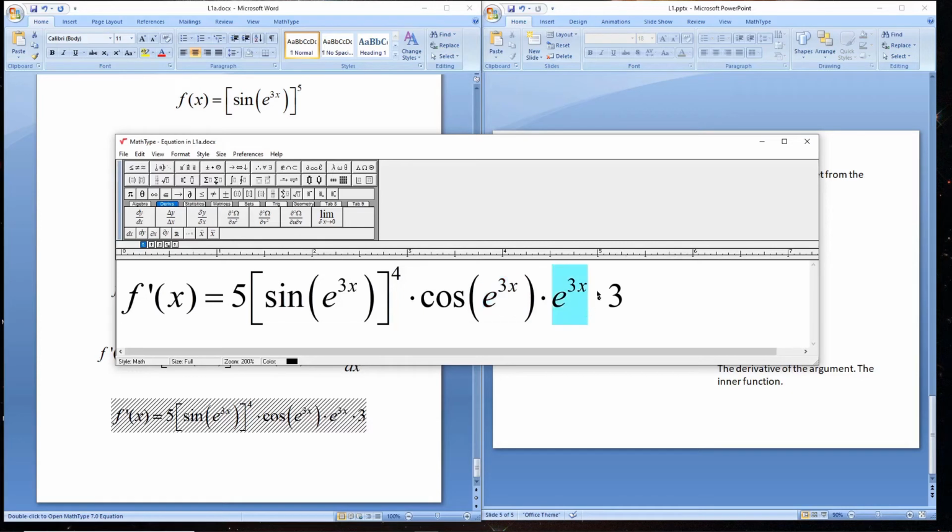And then we got to e to the 3x, and we noticed this also has an inner function, which means we have to do another chain rule. And so the derivative of 3x is 3. This 3 popped out from this 3x. And that was our third chain rule. So here is an example of 3 chain rules. And for your homework, I think the hardest one is 4 chain rules.